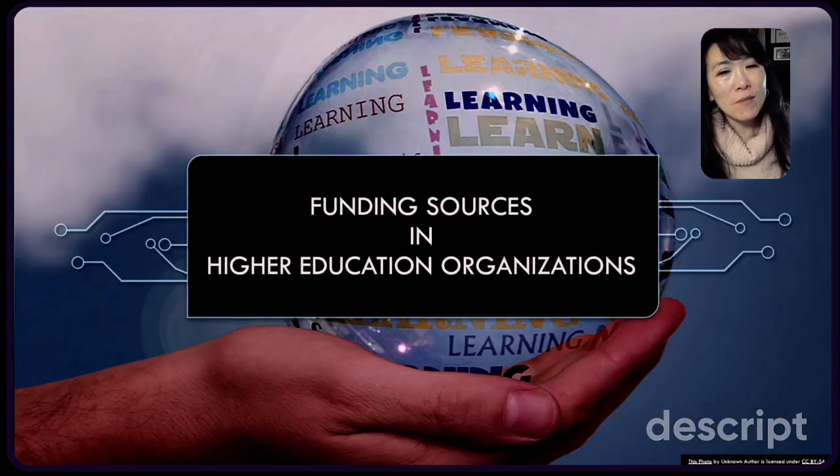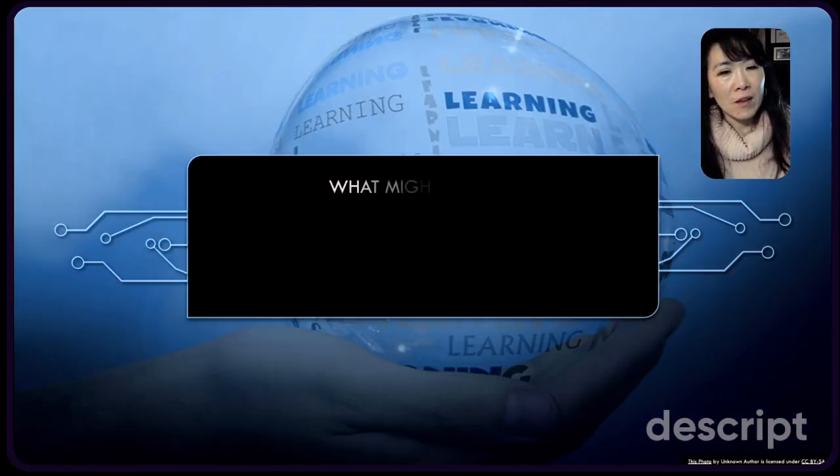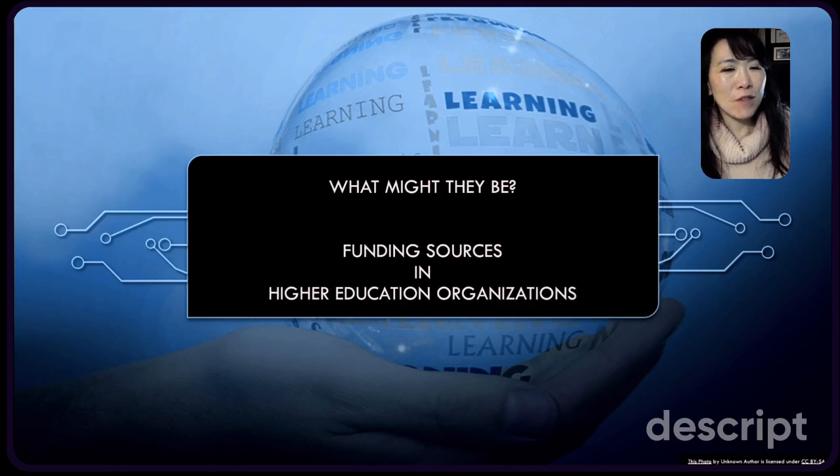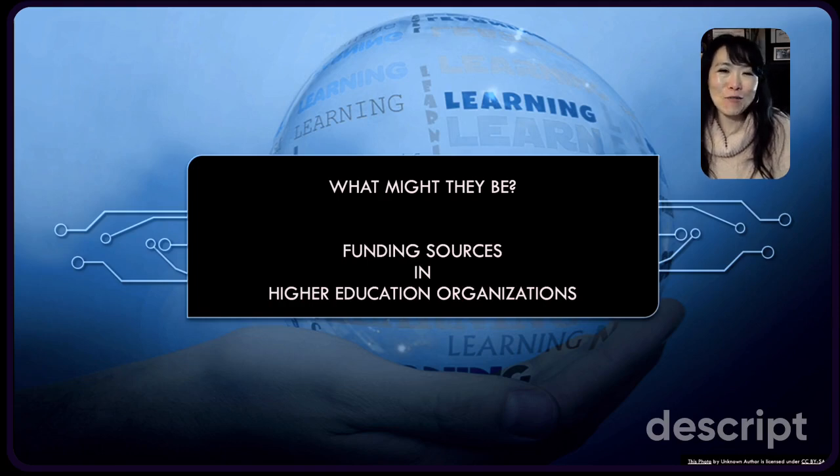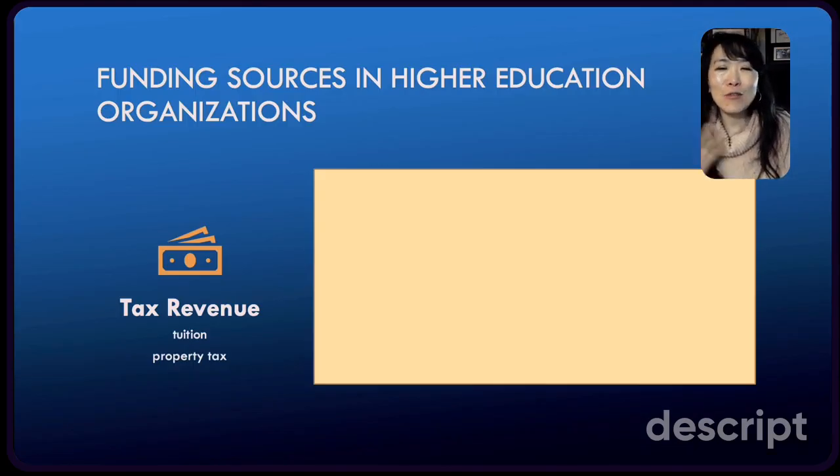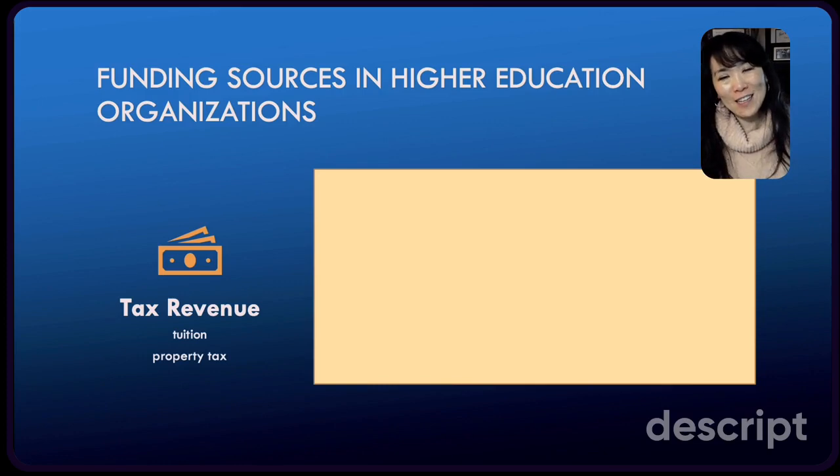Okay, so what are some of the funding sources in higher education organization? Well, there are different types of funding sources in higher education that all of you probably heard of. You may wonder and ponder, I have a rhetorical question here, what might they be? So all of us have gone through our undergrad to be in this graduate program. So tax revenue, tuition, property taxes. Remember, our school sits on a pretty expensive real estate in San Antonio.